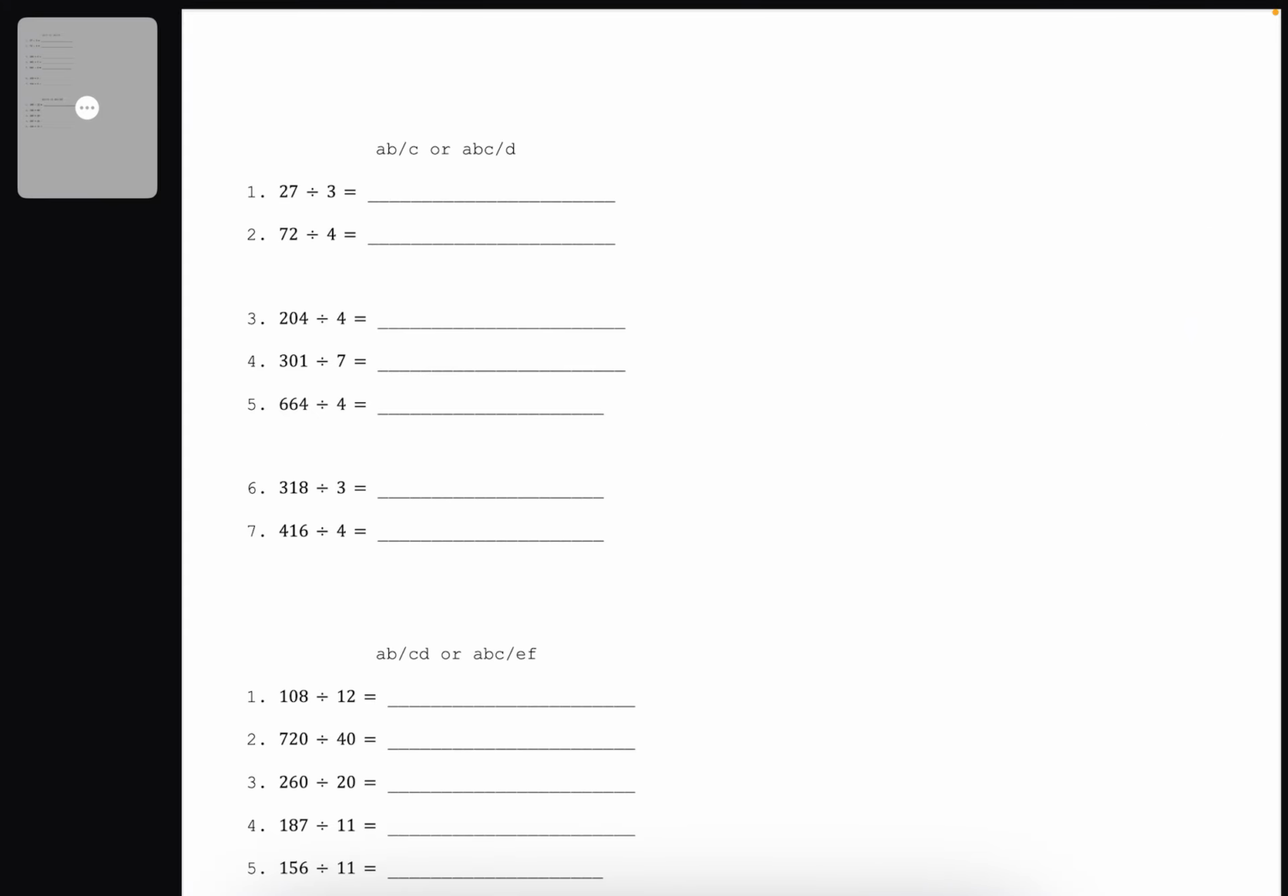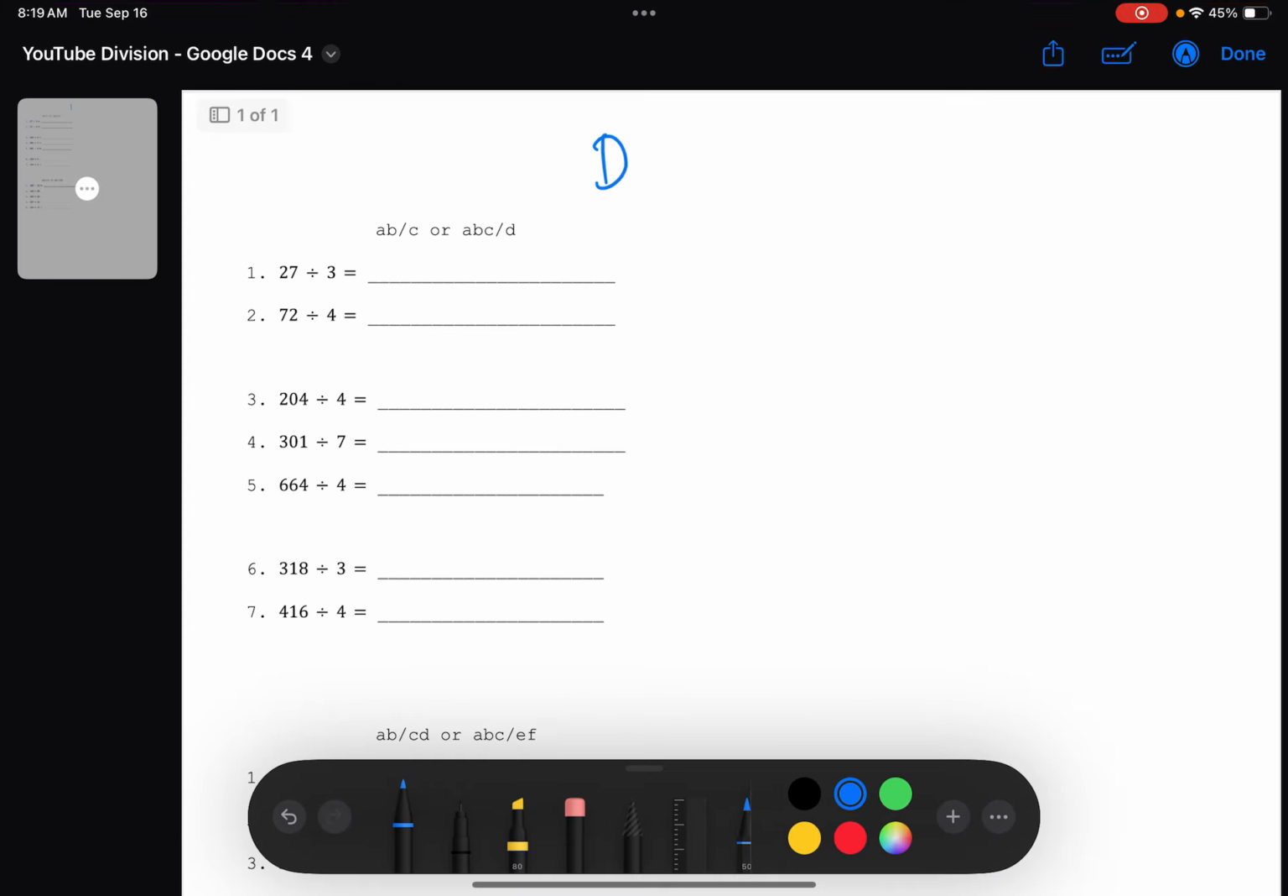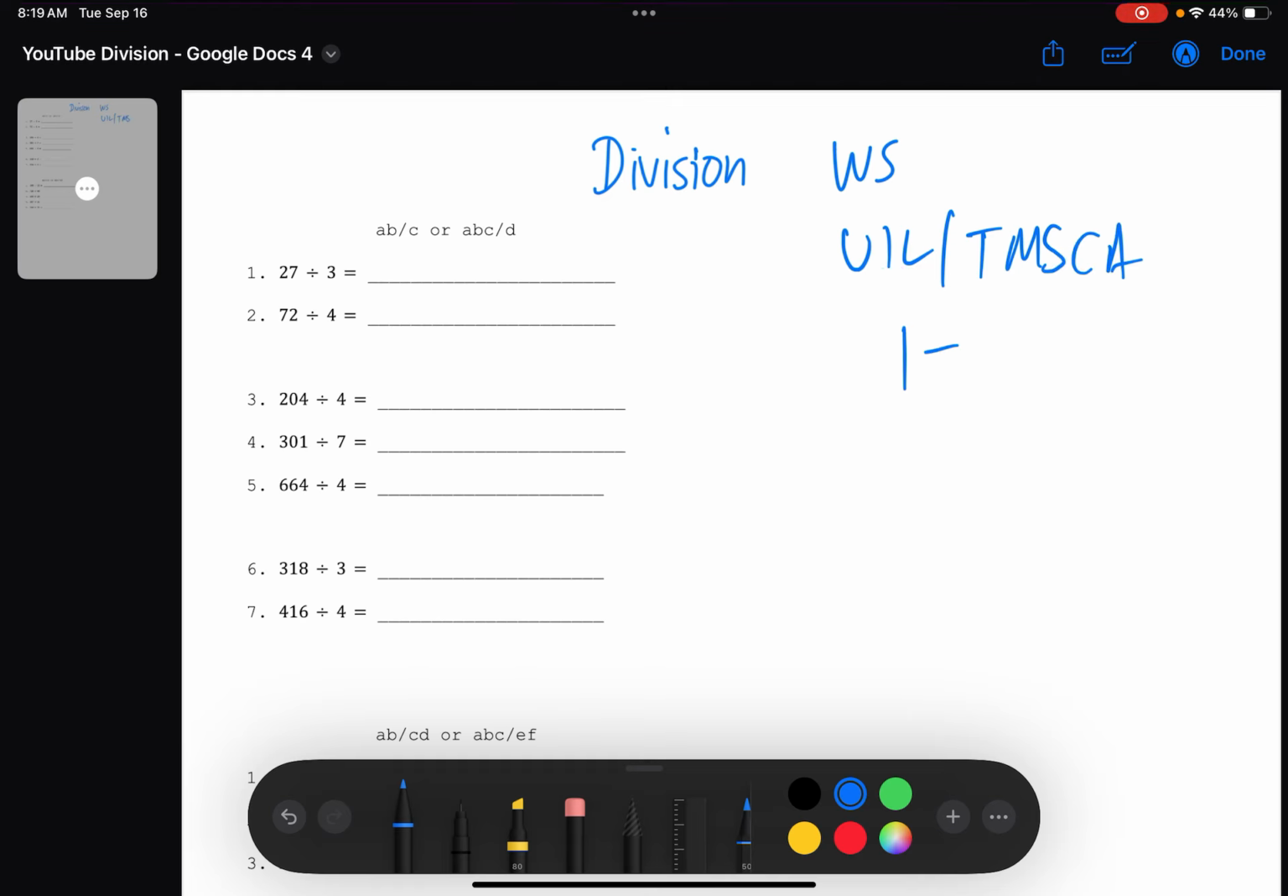So in this video, we're going to be covering division problems that pop up in the number sense test for UIL and TMSCA. And this is for questions 1 through 10. So these, for sure, there's going to be a division question, and it's going to be one of these, right? So let's go over a 2-digit divided by a single digit and a 3-digit divided by a single digit.